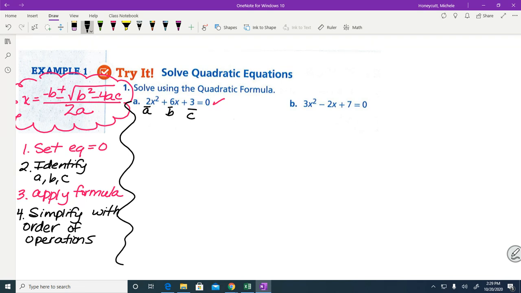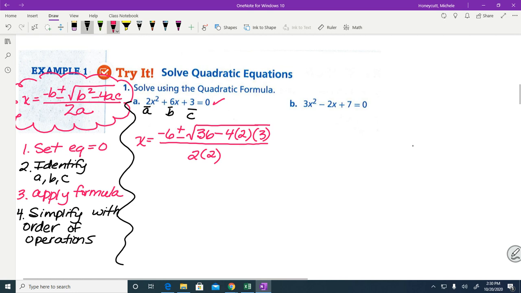All right, so let's try this out. I'm going to apply the formula. X equals negative b, so negative 6, plus or minus the square root of b squared, which is 6 squared, but I'm going to go ahead and square that in my head, 36, minus 4 times a, which is 2, times c, which is 3. The whole thing is over 2 times the a coefficient, which is 2. So I applied the formula. Check. Now I need to simplify using order of operations.